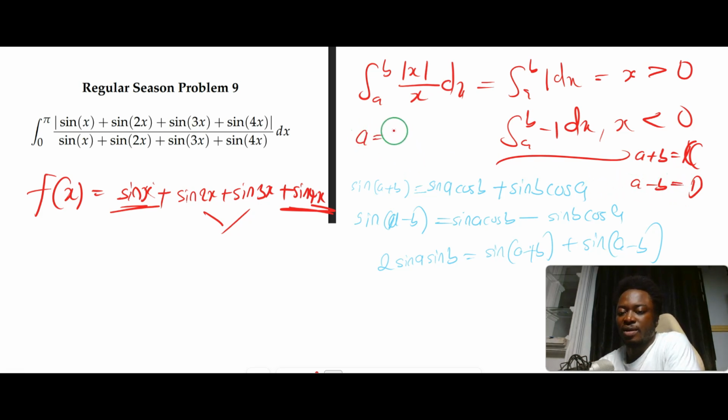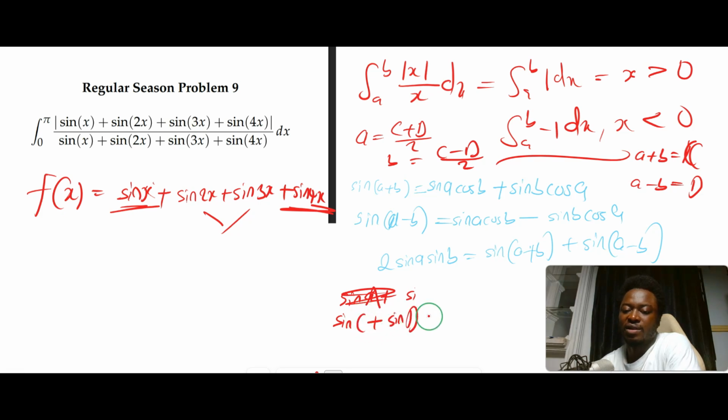So A becomes C plus D divided by 2, and B becomes, if you do subtraction, C minus D divided by 2. So you have sine of A plus sine of B, which is sine C plus D over 2... sorry, sine of C plus sine of D is going to equal twice sine of C plus D over 2 times cosine of C minus D divided by 2.